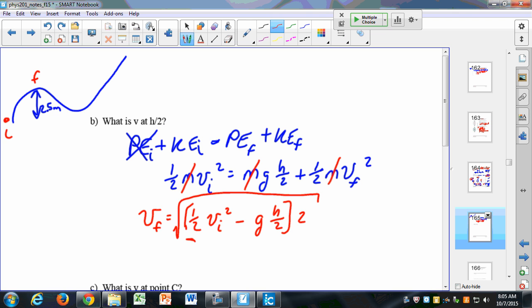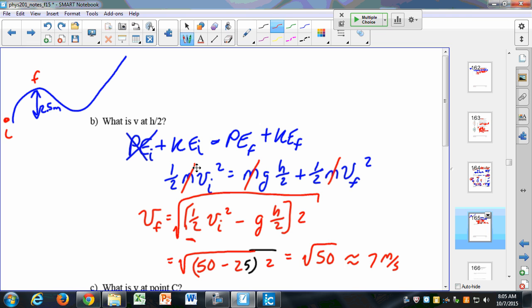If it makes you feel better to put in numbers, that's fine. Half of vi squared, vi was 10, so it's going to be the square root of 50 minus 25 times 2, square root of 50, which is about 7 meters per second. 7 squared is 49, so about 7 meters per second.